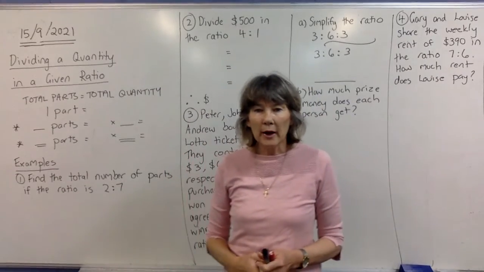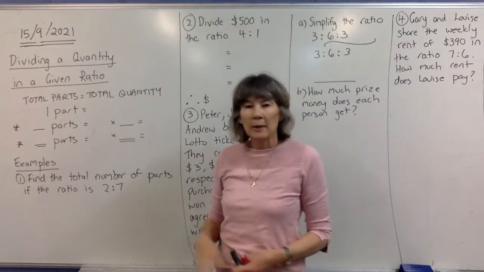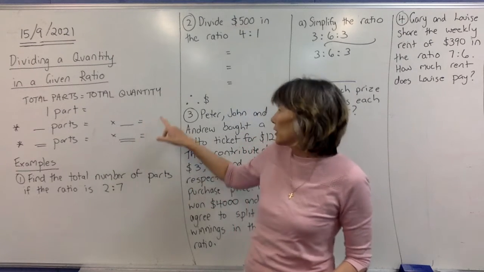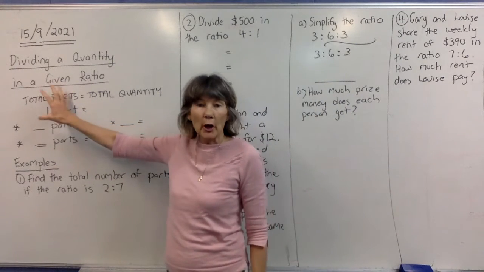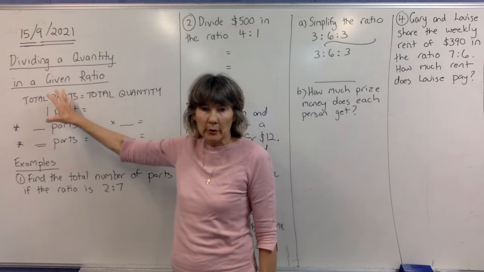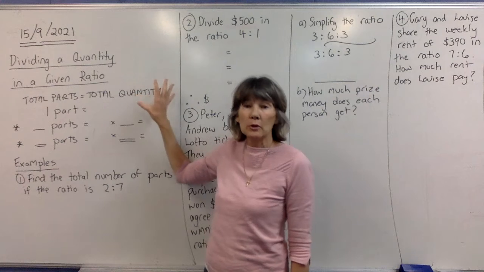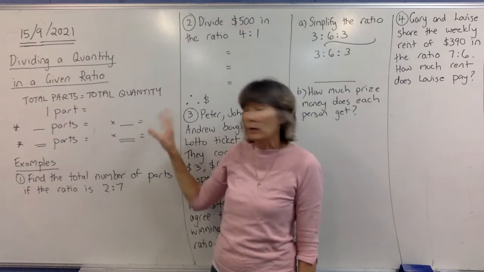Today we're doing dividing a quantity in a given ratio. So this is the system that we're going to do to get through the process of doing each question. We're going to start with the total parts in the ratio, that's adding up all the numbers in the ratio, equals the total quantity of whatever they're talking about.